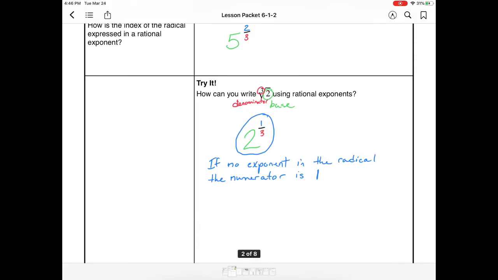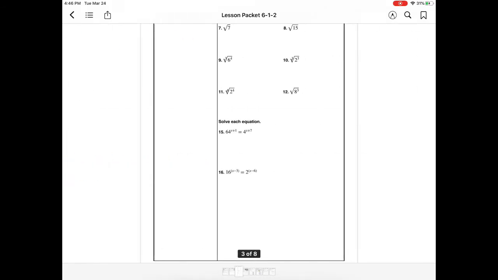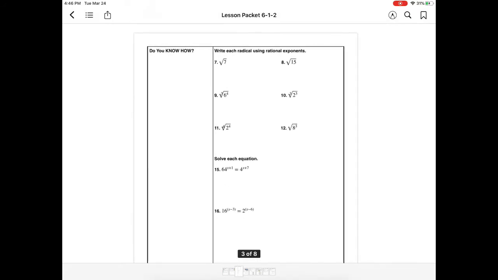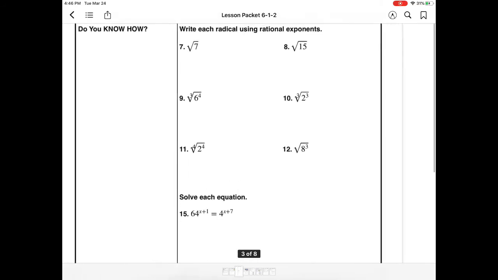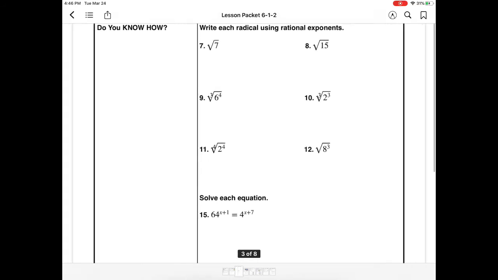All right, moving on to the practice problems on the next page. We want to practice what we just did in our example and our try it problem, and that is to write the radical using exponents. Go ahead and give these a try. I think you guys can do this.